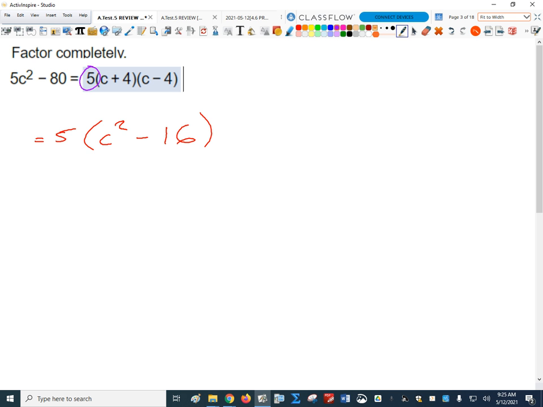Now, don't forget to include that 5. Because remember, when you're factoring something, a quick self-check is to ask, what if I reversed it? What if I undid all my work? If I were to multiply all this stuff out, I've got to get what I started with. So I need that 5, don't I? Right? Okay, thumbs.